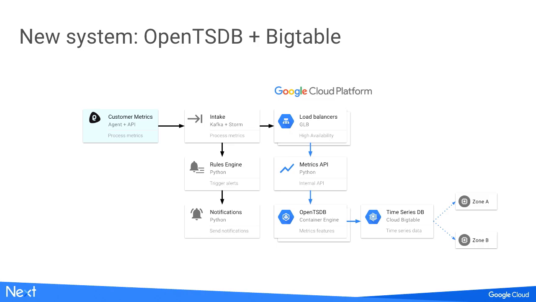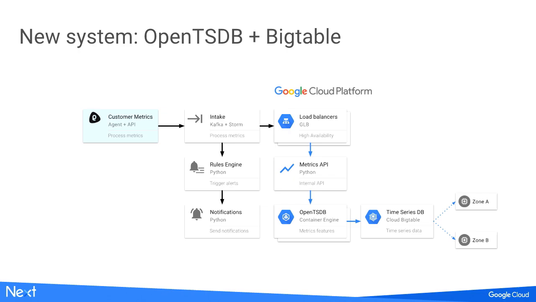The flow is then the same, so it goes through the rules engine, which was also rewritten into Python, so it was done properly, and notifications are very similar as well. And that remains on the SoftLayer side. It's still there today. Over the next couple of months, we're moving everything over to Google Cloud. But the Bigtable project was the first one that allowed us to move over this really core part of the product.